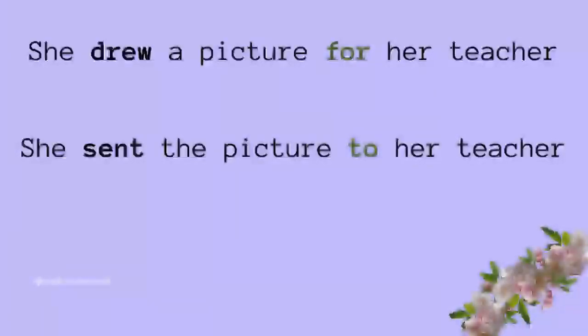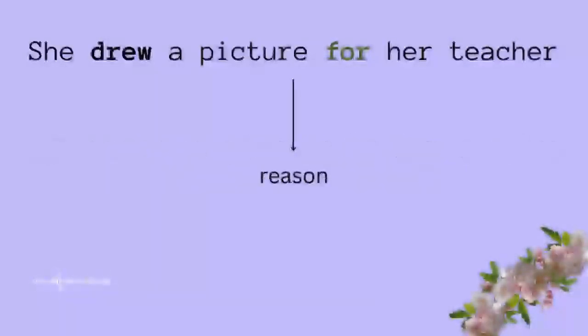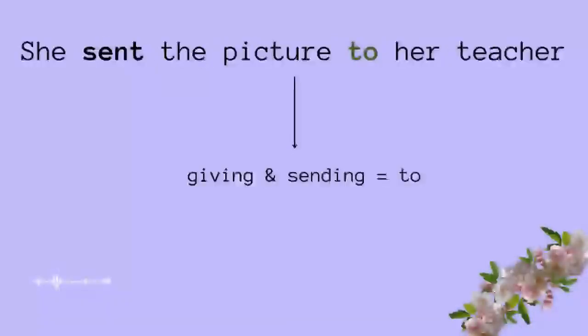So if we look at the first sentence, we can tell that we are speaking about a reason. But the second sentence, we are speaking about giving and sending the picture. And that is why we use sent. Sent to who? To the teacher. Specific reference to the teacher.